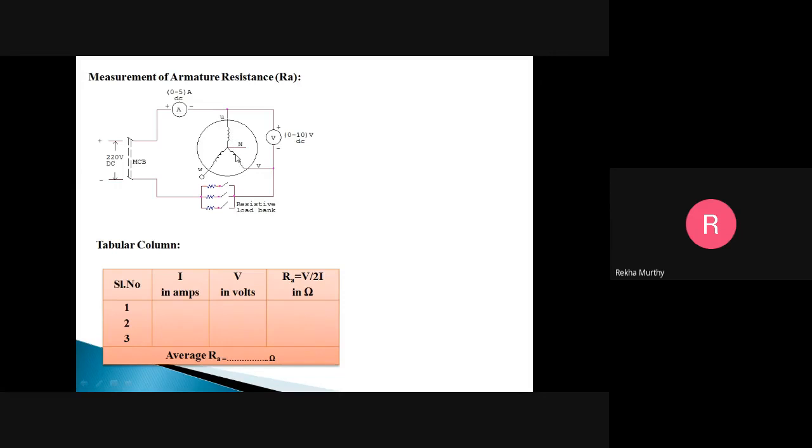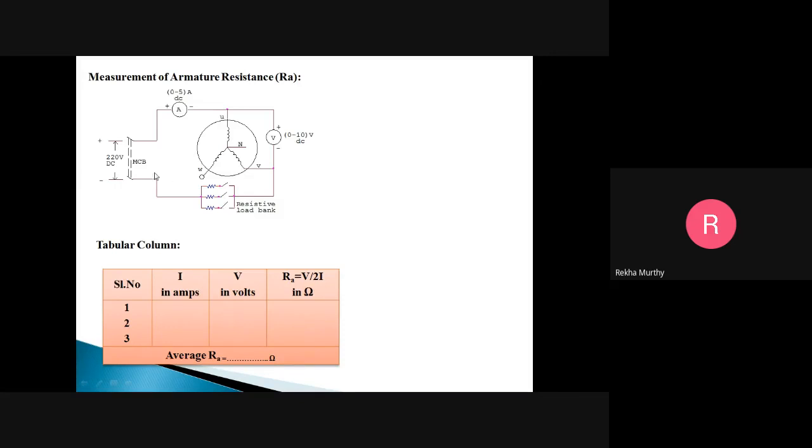Therefore you can write this as 2 times, so it is RA plus RA, which is 2 times RA. That is why we get the formula RA is equal to V divided by 2 times I. So here also these are the connections which you have to make.